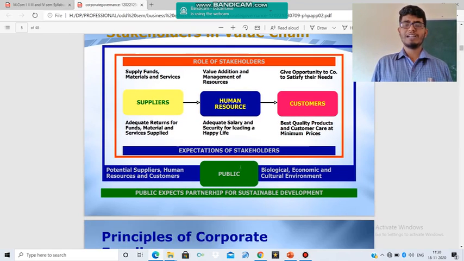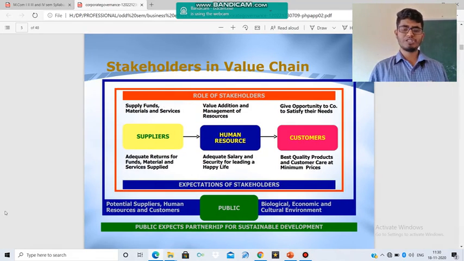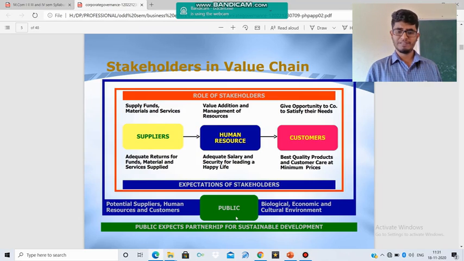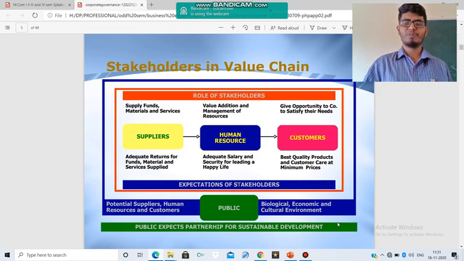And about the public. What does public mean? Public includes potential suppliers, human resources, and the customers, all these three, and the biological, economic, and cultural environment too. Gradually, the public expects partnership for sustainable development. So what is sustainable development? In economics, sustainable development means using the resources to satisfy today's needs and also retaining the same resources for the future generation. That is sustainable development as per economics.